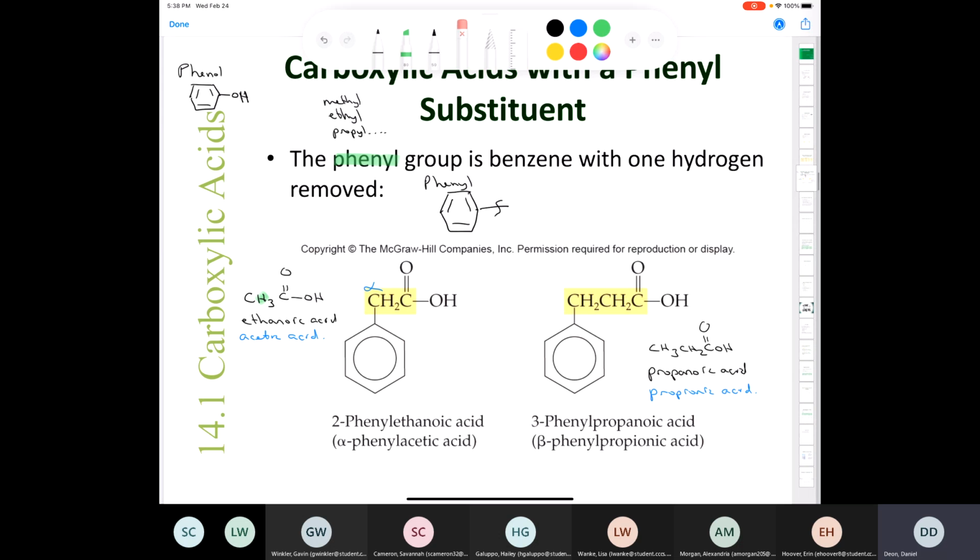If you want to name it using the common nomenclature, this is the alpha carbon here, this is the beta carbon. So your phenyl is on the beta carbon, and this would be beta phenyl propionic acid. All right, there we go. So a little practice on using a phenyl, so a benzene ring, as a substituent, not a parent.